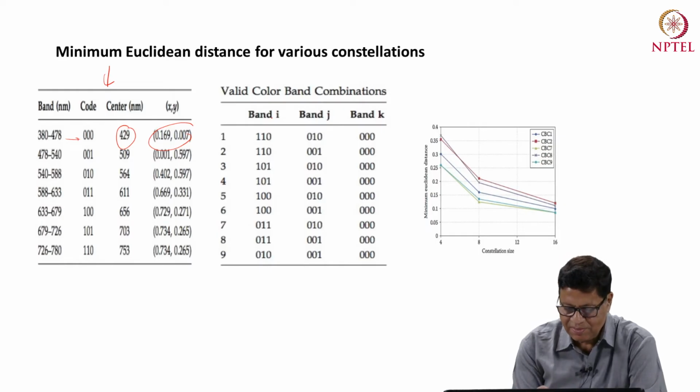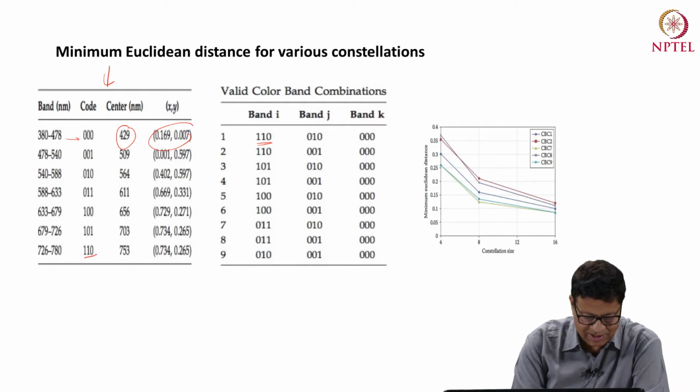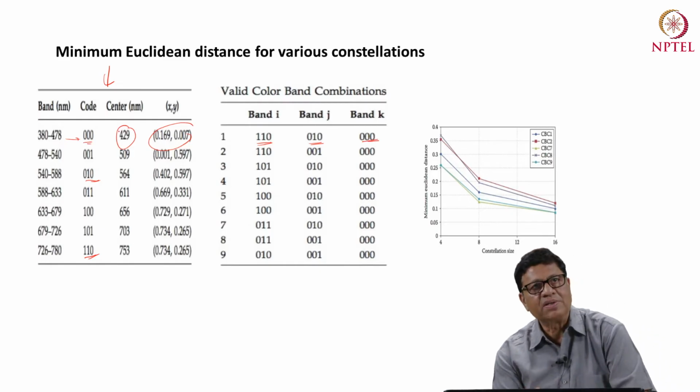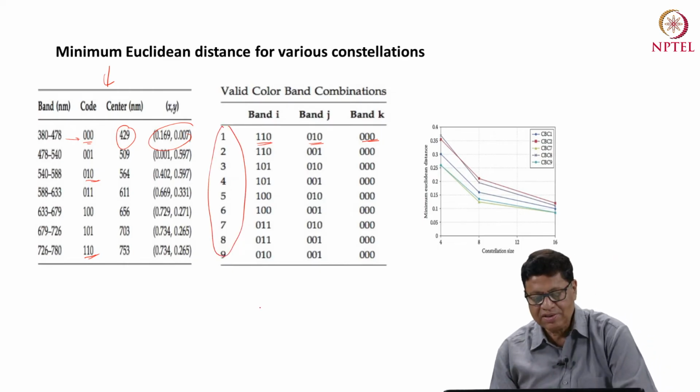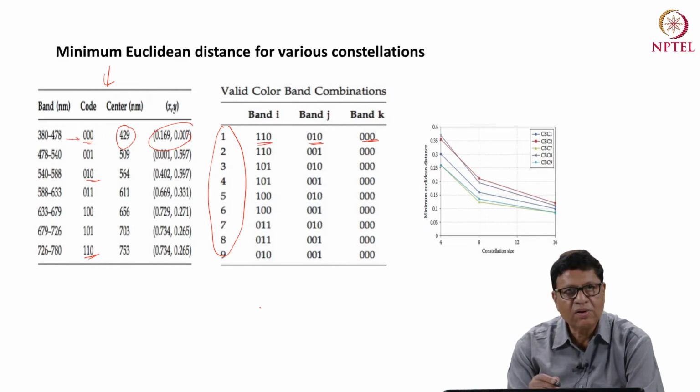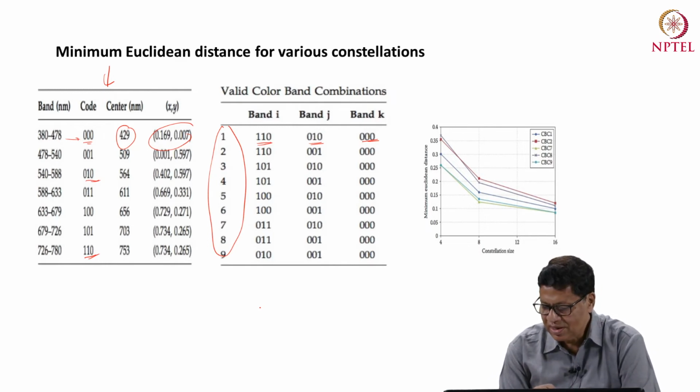So, for example, for band I, band J, you can have a combination of, for example, 110 somewhere here, or 010 somewhere here, and 000 somewhere here. So, you can have different combinations. The standards have defined 9 combinations. So, in total there are 9 such combinations, and they all differ in terms of constellation diagram, and also the minimum Euclidean distance varies for different combinations.